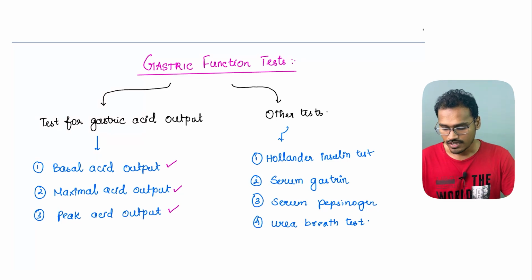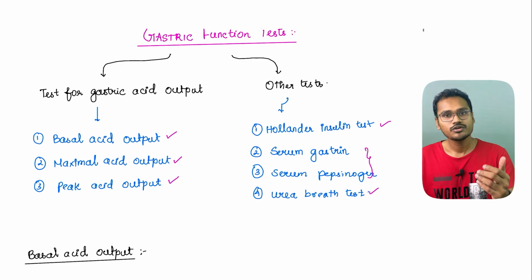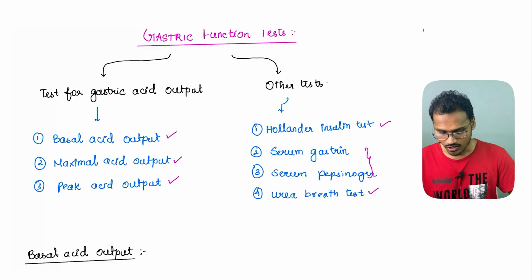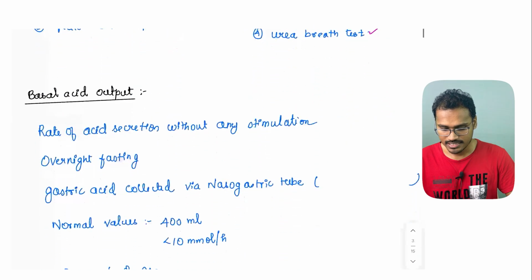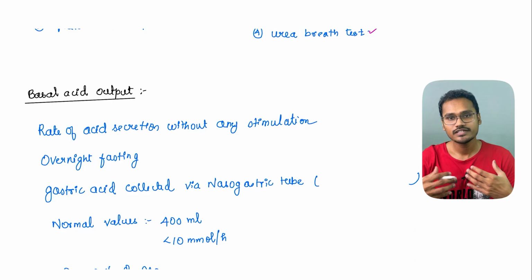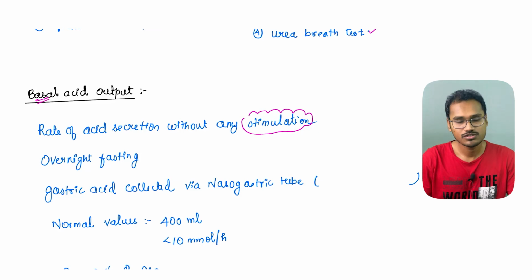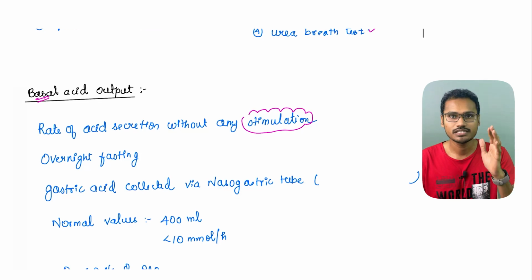There is also a group of other tests. One is called the Hollander insulin test, and we can measure the levels of serum gastrin and pepsinogen. And there is something called the urea breath test. First, we are going to discuss the gastric acid output tests, starting with the basal gastric acid output. This helps us determine the rate at which the stomach is secreting without any stimulation. That's why we call it basal, because it is the secretion at basal levels.